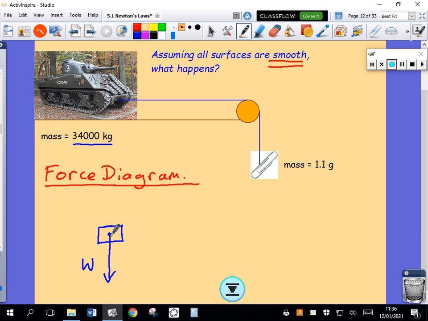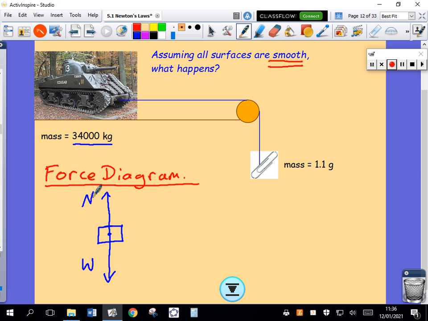So the ground is applying an upward force back on that Sherman tank. So gravity is pulling the Sherman tank downwards, and the ground is pushing back up on the Sherman tank with something called a normal reaction. Again, that's a force we're going to look at in more detail later on.